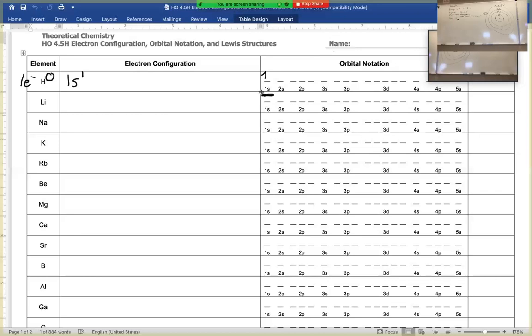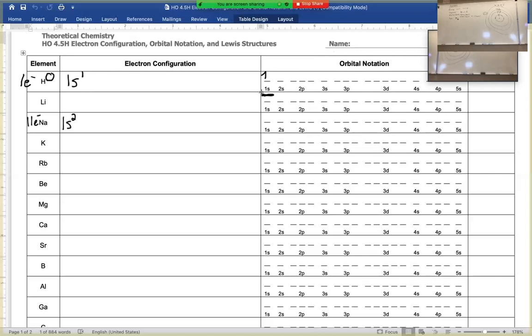Sodium. 11. If it's got 11 protons and it's neutral, it's got 11 electrons. All right, we want to know where these 11 electrons are at. Well, where would the first 2 go? In the first energy level. Yeah, in our 1s, we could put 2 in there.